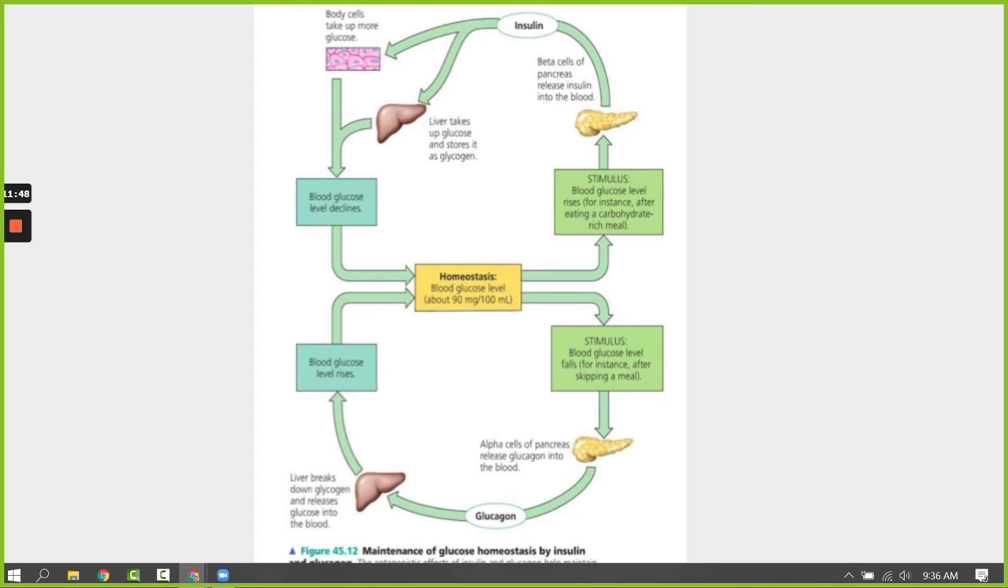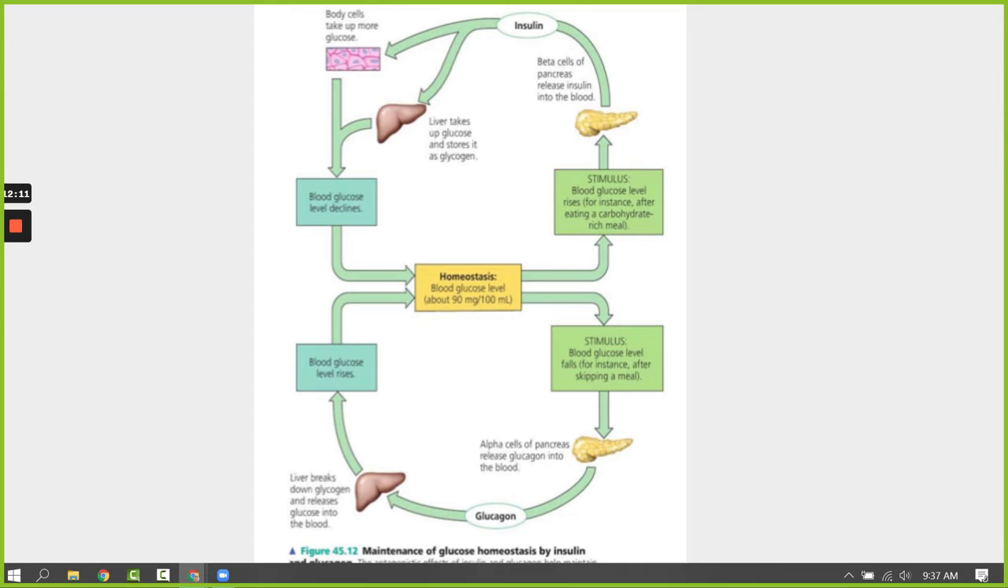But once your blood glucose level comes back down, your pancreas notices. And what does it do? Once your blood glucose gets back to the normal level, it says, okay, we're good, and turns off insulin production so that your blood glucose level stays at that proper level.